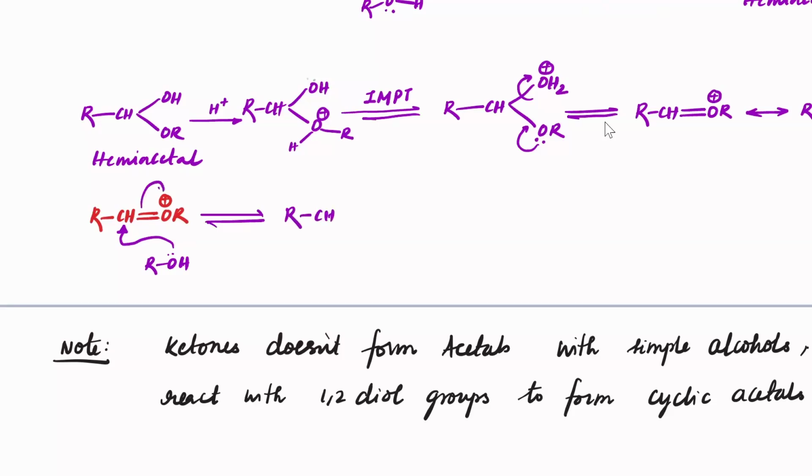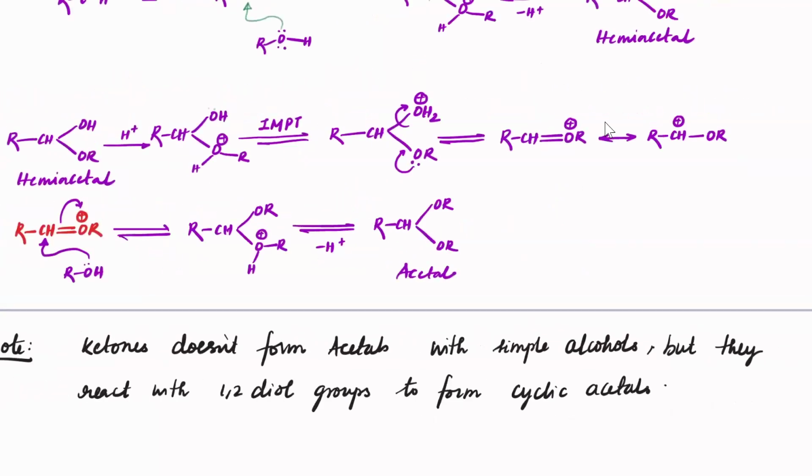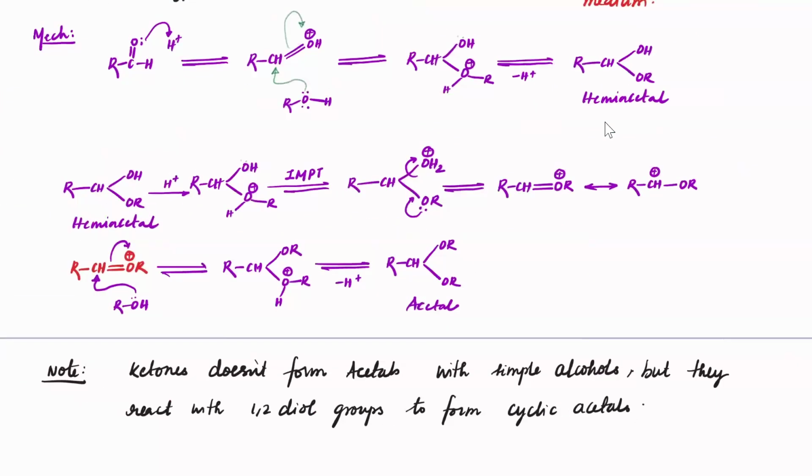RCH. This bond will move towards OR, and OR and H with plus charge. This will lose H plus into the solution and convert into RCH, OR, and OR. That is acetal. So hemiacetal and acetal, these are the two forms which you will notice.